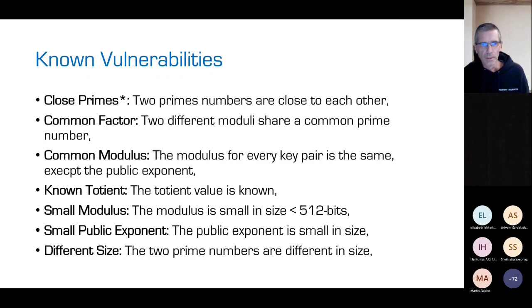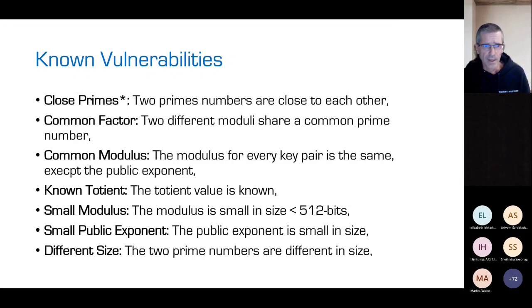So one of the vulnerabilities here is close primes. This means that the prime numbers P and Q generated by the RSA algorithm are close to each other. And remember, we said in the beginning that in the RSA algorithm you use two prime numbers, but there was no definition of what the prime numbers should look like. So if the prime numbers are too close to each other, we have a problem.